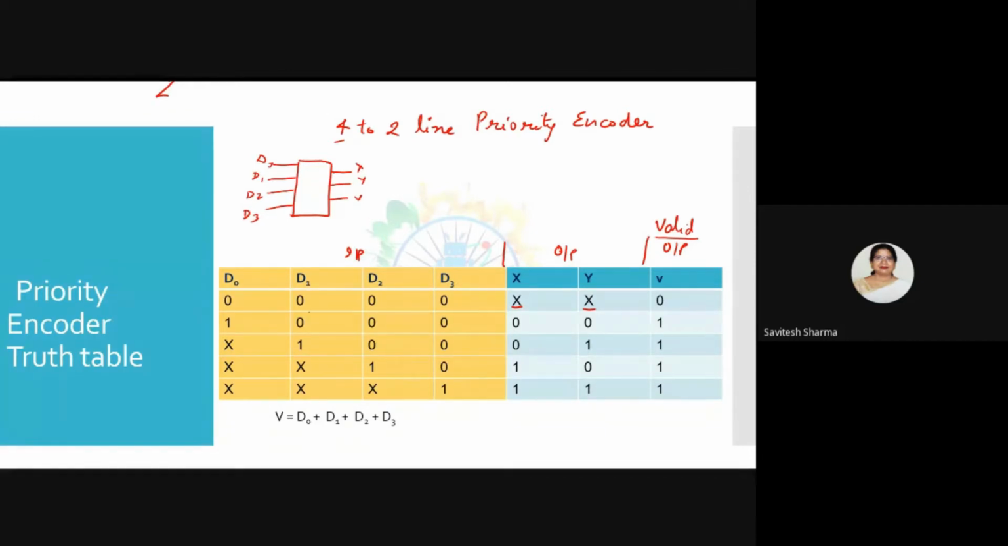Okay, now consider the next case. Suppose D0 is high, so I am taking D0 high and the rest are inactive, so I am generating the code 0, 0.